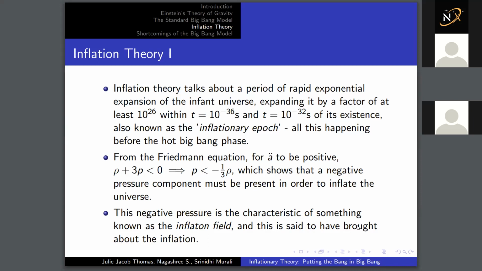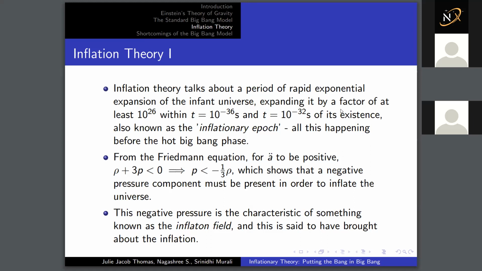Now, the inflationary theory talks about a period of rapid expansion much before the hot Big Bang phase. So the time interval that I'm talking about is a fraction of a second. So all this happening within 1 second. So as you can see, it expanded the universe by a factor of at least 10 to the power 26 within that time interval of 10 to the power minus 36 seconds to 10 to the power minus 32 seconds. So you can imagine the extremes that we're talking about here. So this time interval is basically known as the inflationary epoch.